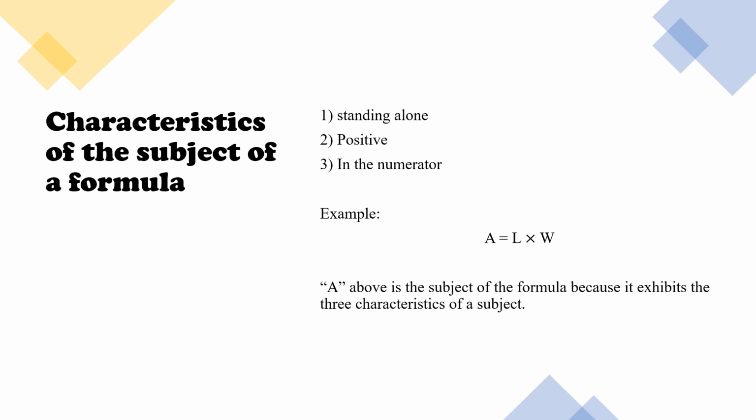Supposing we give you the formula A is equal to length times width, and this is the area, the formula to calculate the area of a square or a rectangle or certain quadrilaterals. In this case, we know that the A above is the subject of the formula because it exhibits the three characteristics of a subject. What are those three characteristics again? It must stand alone, it must be positive, and it must be in the numerator. The A here is standing alone, the A here is positive, and the A here is in the numerator.